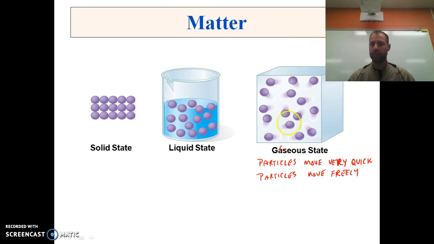They're going to try and spread out as much as they can, and that's why gases have an indefinite shape, meaning they're going to take on the shape of their container, and they have an indefinite volume. Gases are also going to have the most energy of these three states.